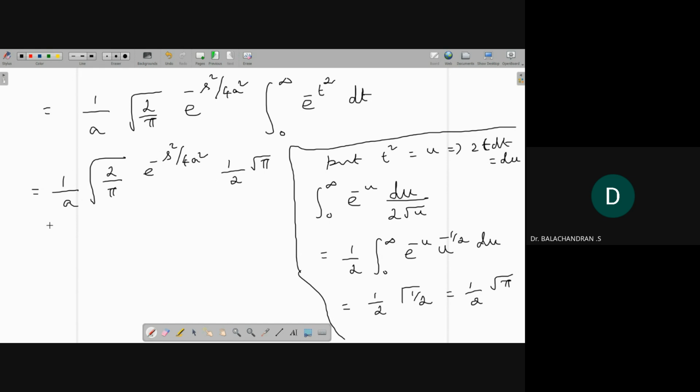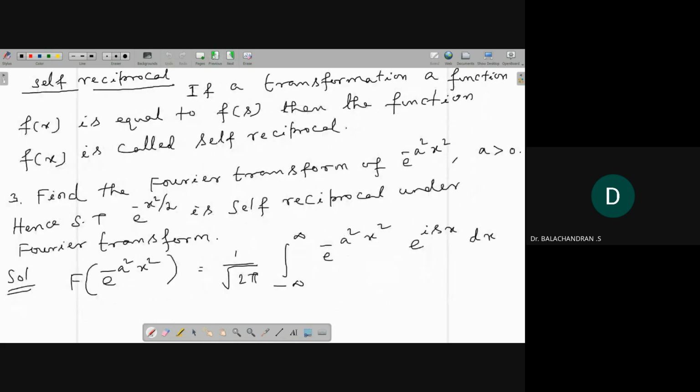Now the Fourier transform of e power minus a square x square is equal to 1 by a into root 2 into e power minus s square by 4a square. The first part is over. What is the first part? Find the Fourier transform of e power minus a square x square.